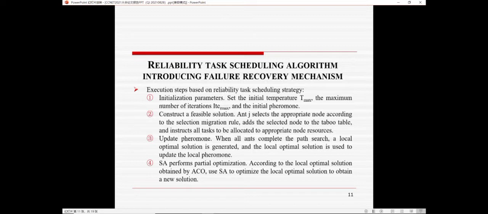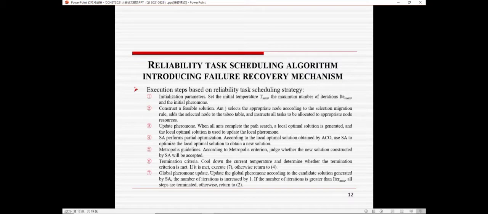The execution steps of the reliability-based task scheduling strategy are as follows. The first is initialization of parameters. The second is constructing a feasible solution. The third is updating the pheromone. The fourth is SA particular optimization. The execution steps based on the reliability task scheduling are just as follows: mature policy guidelines, termination criteria, global pheromone update. In total there are 7 steps.